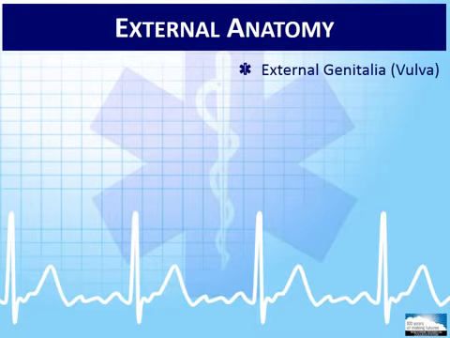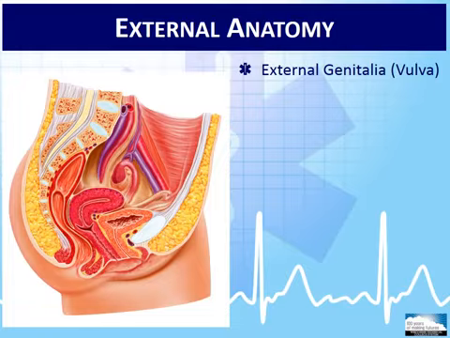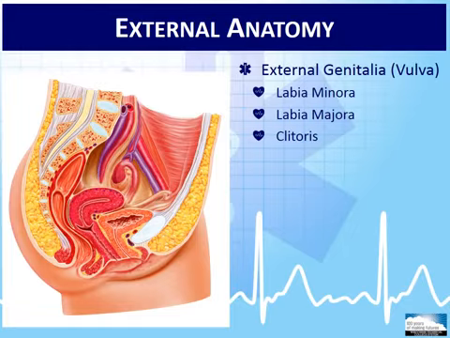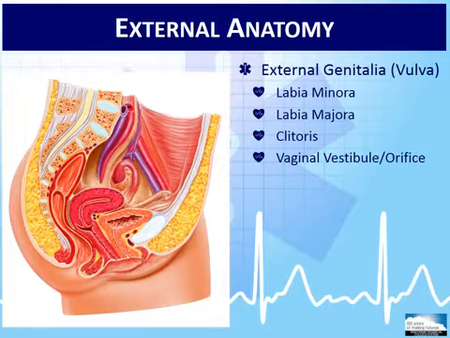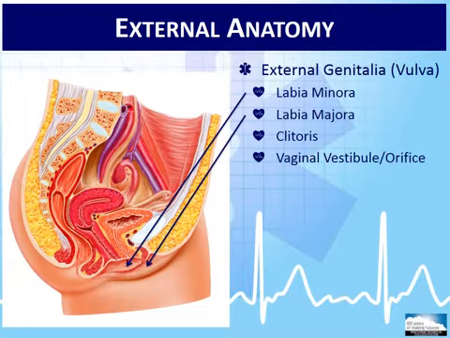A woman's external genitalia, referred to as the vulva, consists of four major structures: the labia minora, labia majora, clitoris, and vaginal vestibule or orifice. The labia minora consists of two thin inner folds of skin within the vestibule of the vagina. The labia majora is comprised of the outer folds of skin and adipose tissue surrounding the vaginal opening. This structure defines the lateral boundaries, if you will, of the external female genitalia.